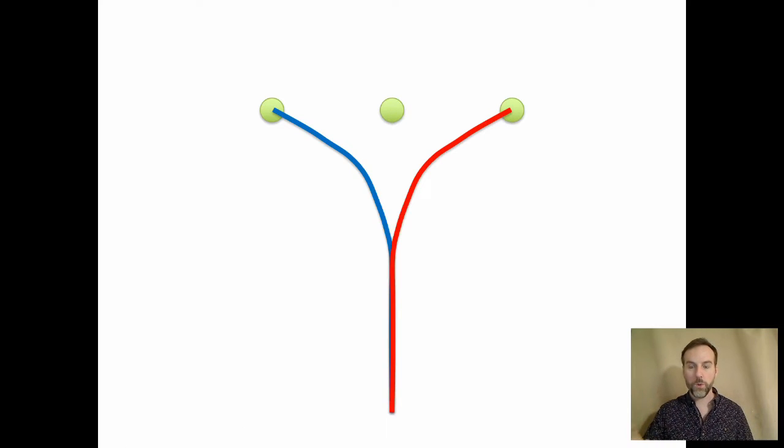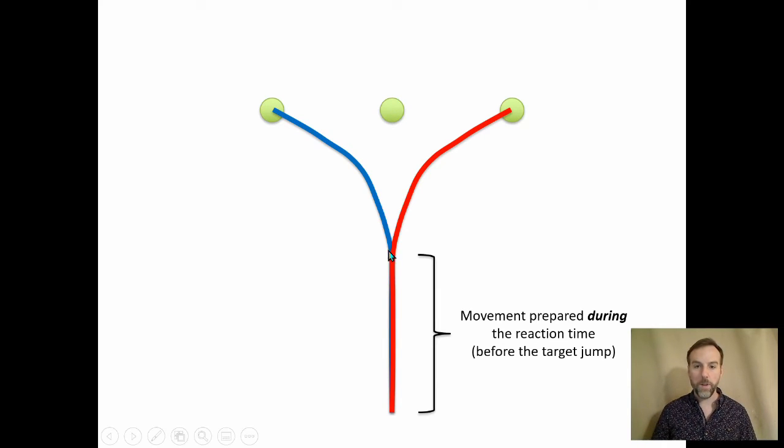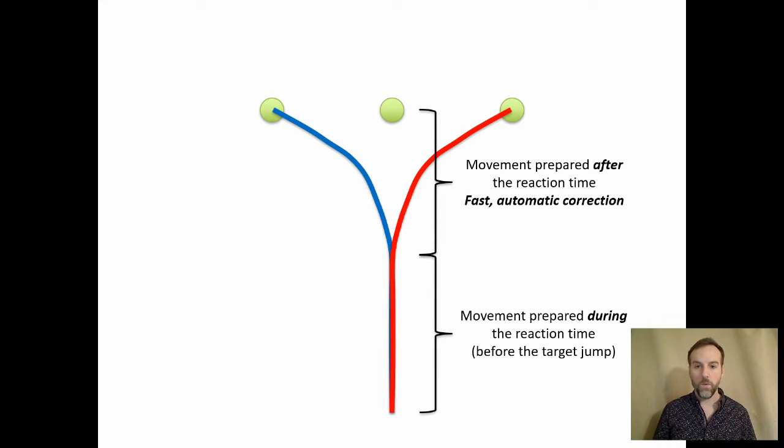So let's just drop the control trial for now. So this part of the movement, when the left and the right jumps are identical, what we're seeing here is just the movement prepared during the reaction time. This was the movement that was initially prepared to go to that middle target. Once these two movements start to diverge, so once we can see that they're visibly, and they also would have used statistics for this, different from each other, we know that the correction has been prepared and we've initiated it to begin our movement towards the target jump.